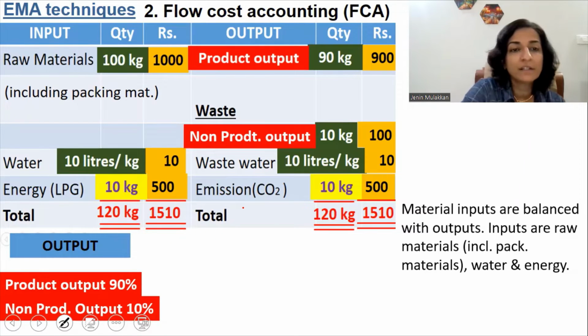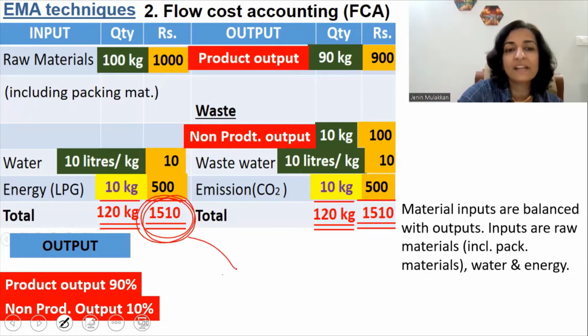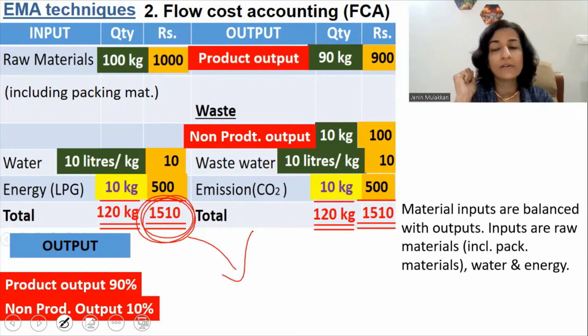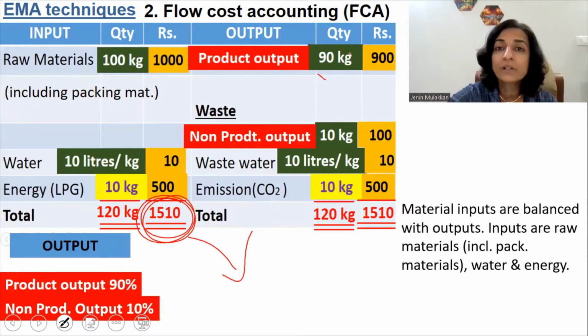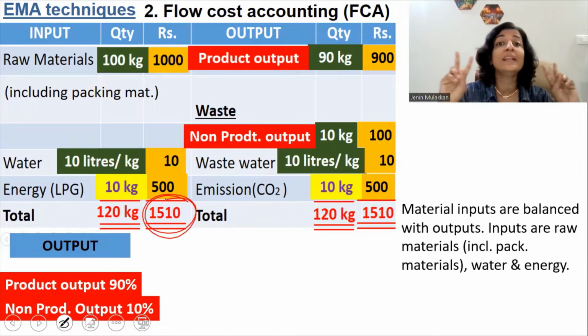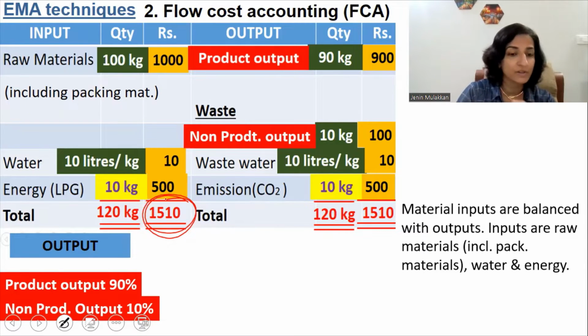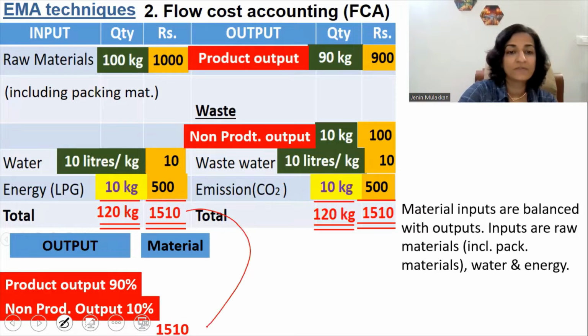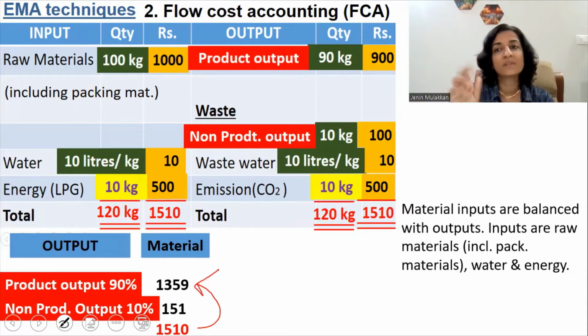Now, if you see here, the total material cost that we have incurred is 1,510 rupees. This 1,510 rupees was incurred for both the good output, that is 90 kg, and the bad output, 10 kg. So in flow cost accounting, they divide the total material cost between the good output and the bad output. The total material cost is 1,510. 1,510 into 10% is 151. And 1,510 into 90% is 1,359. So the material cost has been divided between the good output and the bad output.